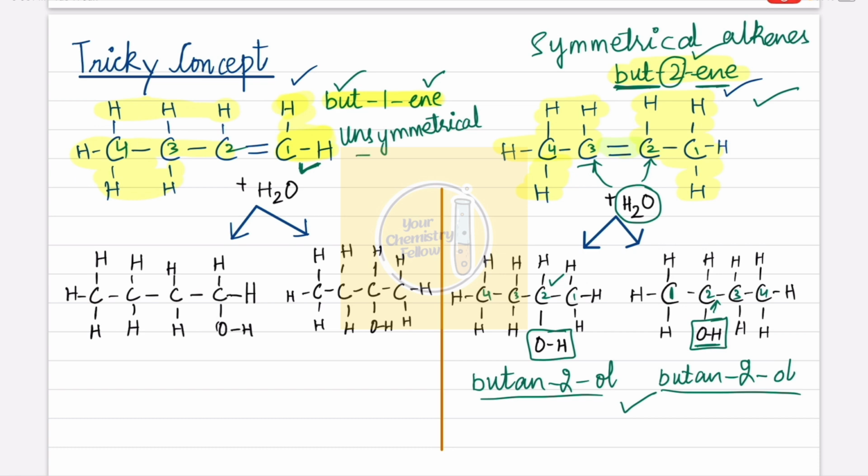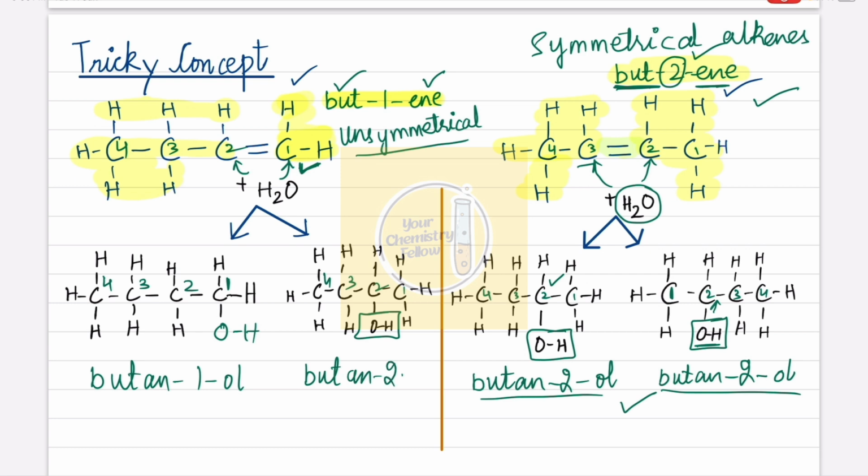Whereas in the case of unsymmetrical alkenes, as different groups of atoms are present on both sides of the double bond, 2 different types of alcohols will be obtained. If the OH group is added to carbon number 1, then the alcohol will be like this. The OH group will be present at carbon number 1. What will be its name? I will start numbering from the side which is nearest to the OH group. 1, 2, 3 and 4. The name of the alcohol will be butan-1-ol. But if the OH group is added to the second carbon atom, what will be the name? 1, 2, 3 and 4. Now the OH group is present on the second carbon atom, so the name of the alcohol will be butan-2-ol.